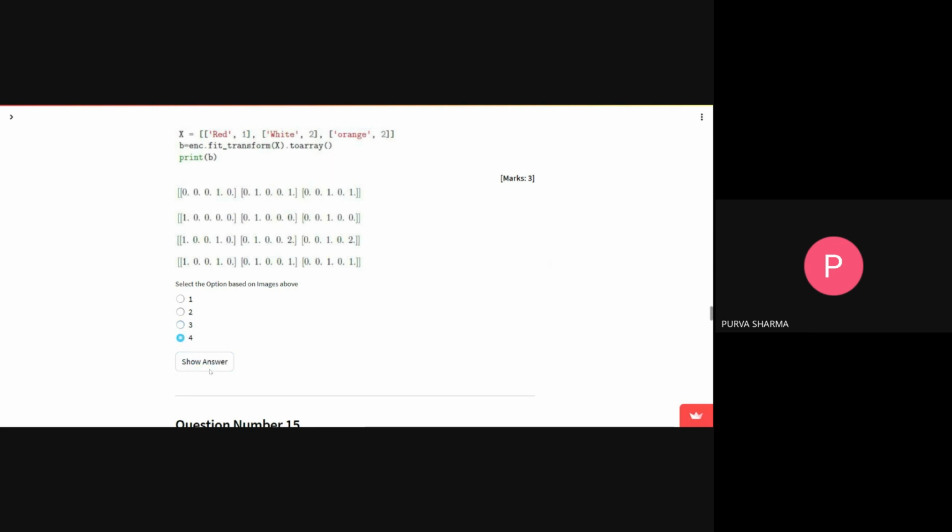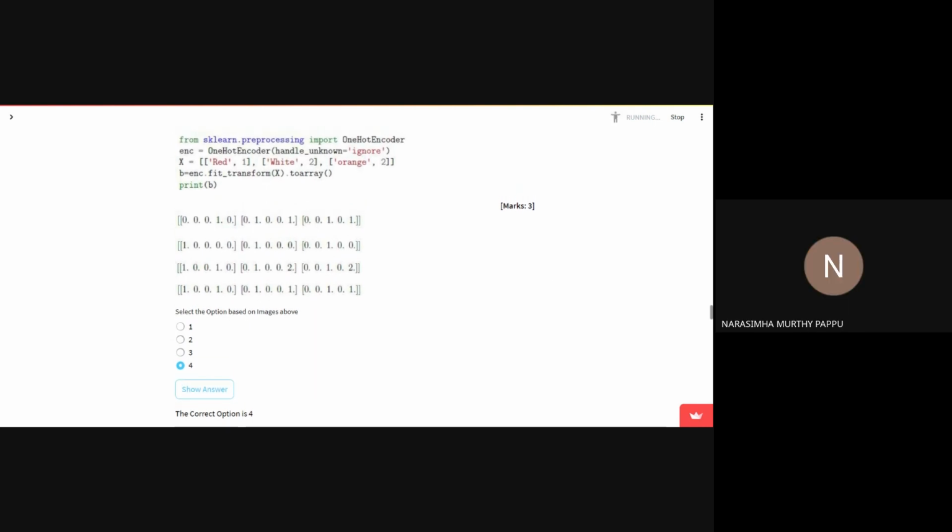Okay, I'll explain. Even the 1 and 2 should be transformed, they should also be encoded. I thought for integers we don't do it, only for categorical. Okay. So here red, white, orange will be 3 categories, and 1 and 2 will be 2 other categories. So for the first row, red and 1 will be true, which means 1 0 0 1 0. Similarly, it's white and 2 for the second row, and orange and 2 for the third row. Get it?